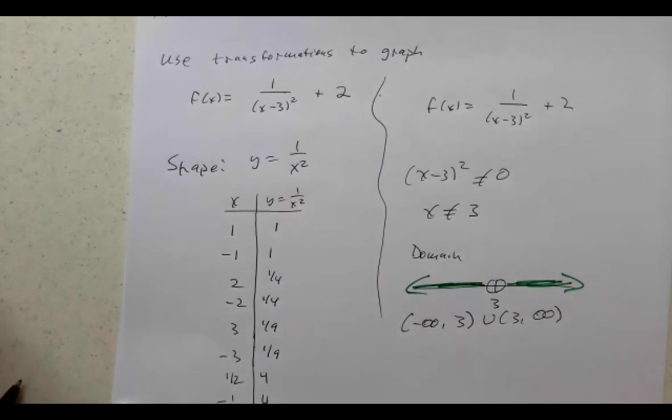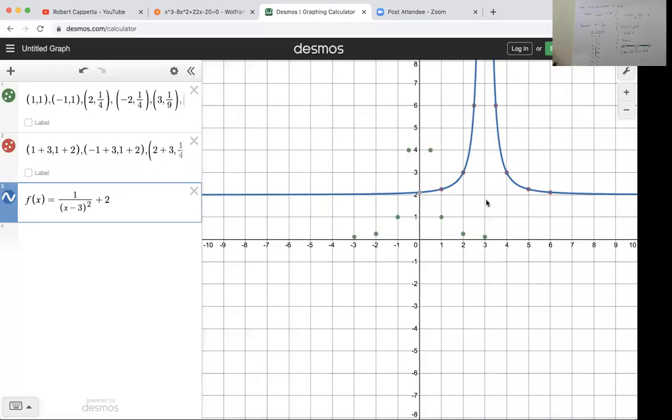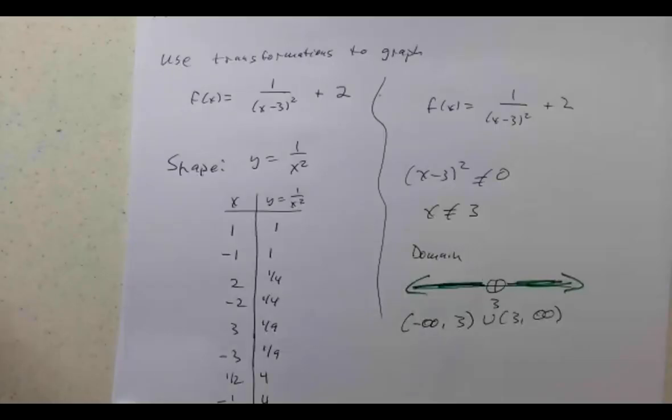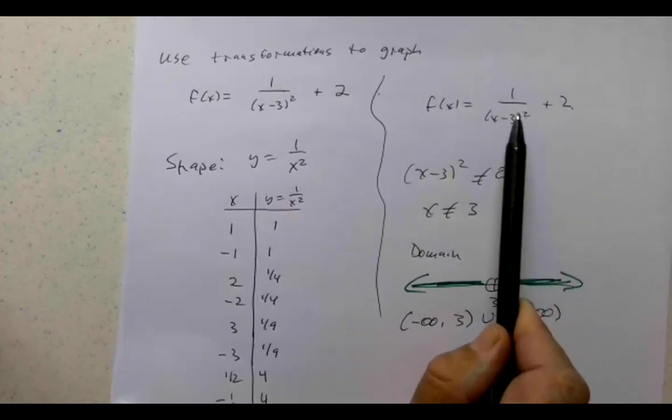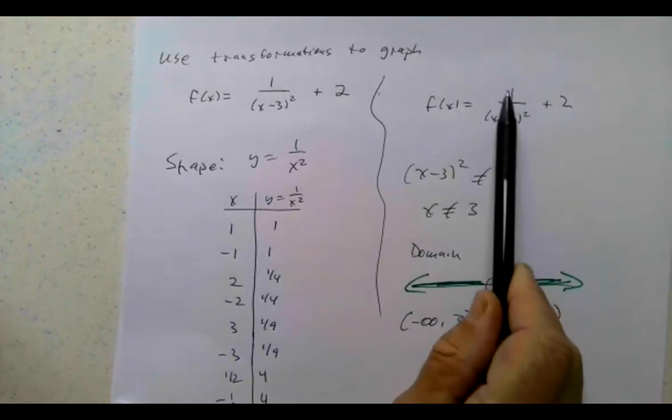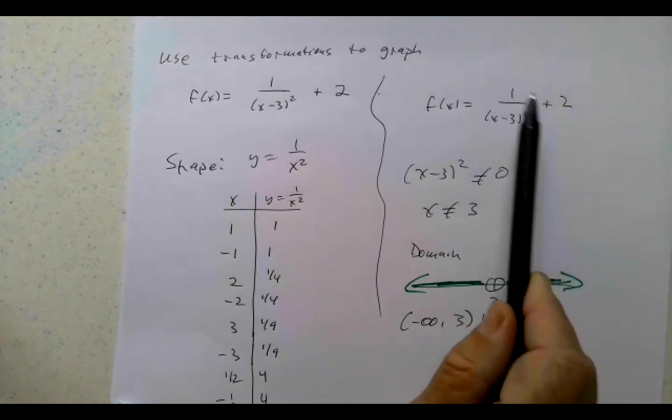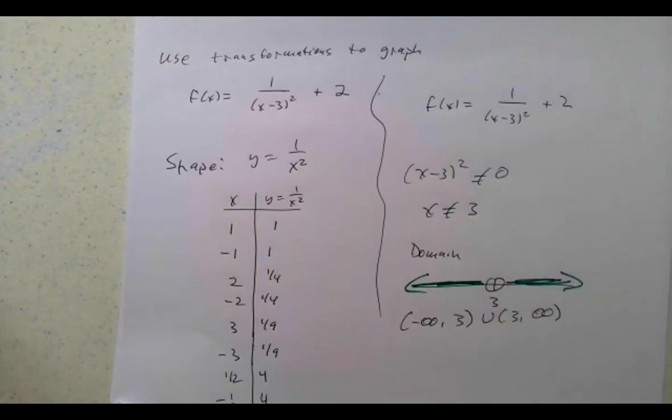Now what about the range? Range is a little harder, but I think if you look at Desmos, you can see what it's going to have to be. Y values never get below what? Y values never get below 2. And the Y values never can actually equal 2, but they can get as big as you want. And maybe you can see why. Because my function is 1 over x minus 3 squared plus 2. X minus 3 squared is always positive. 1 over a positive number is always positive. 2 plus a positive number is always more than 2.